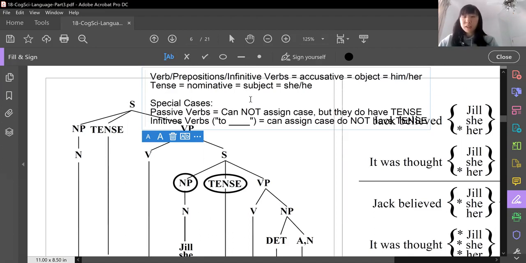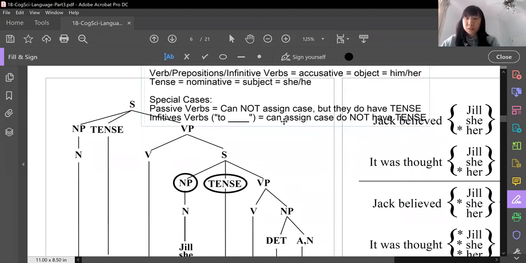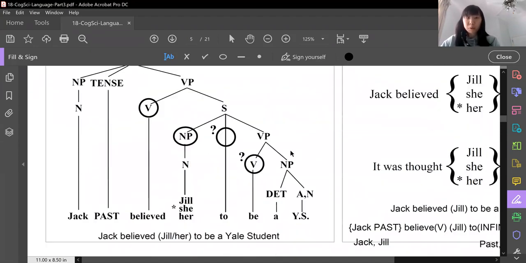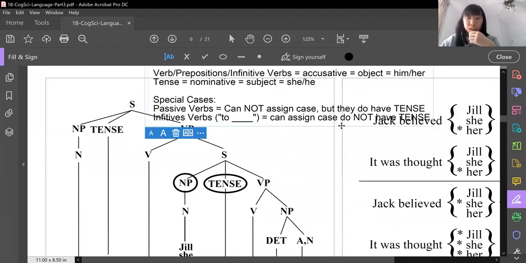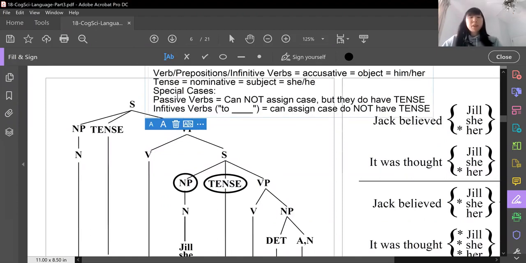There are a couple special cases that will come into play, and this is something really important to keep in mind, both if you see the tree and if you don't have the tree. If it's a passive verb, you cannot assign case from the verb itself, but it does have a tense, so you can extract a tense from this verb. Infinitive verbs, on the other hand, are the opposite: the verb itself can assign case, but there is no tense that you can extract from it. I understand it might be a little confusing to hear right now, but I'm sure when you take a look at the tree, it'll make a little more sense.